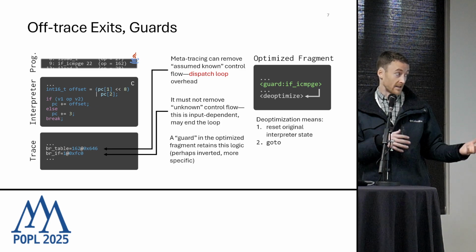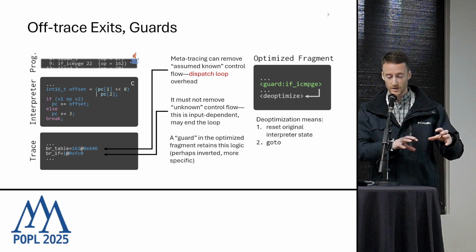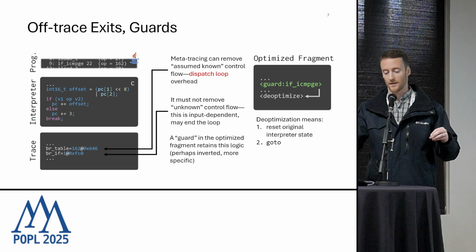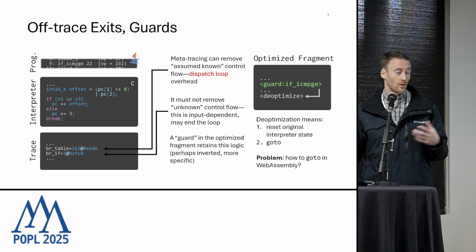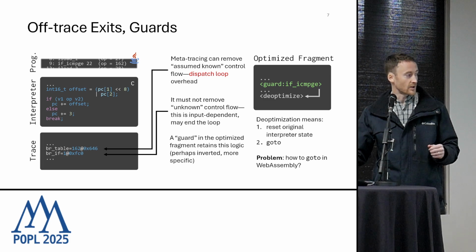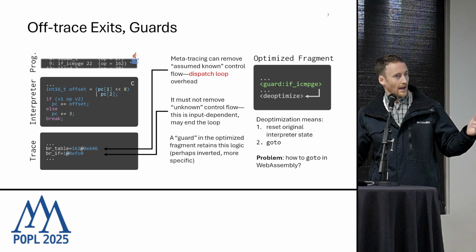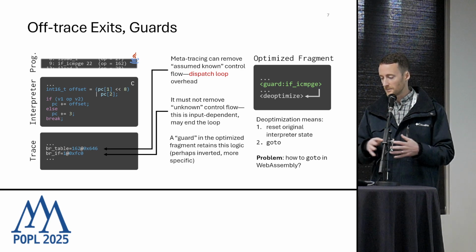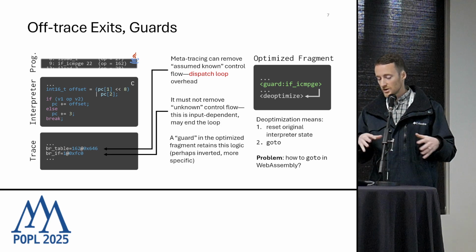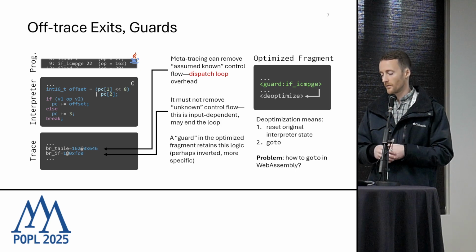Typically, how that's been done in the past is we reset all the original interpreter state and we go to that location in the original interpreter. But even though that's a known problem for meta tracing and kind of solved, how do we do that in WebAssembly? There is no go-to in WebAssembly. The structured control paradigm of WebAssembly prevents that.